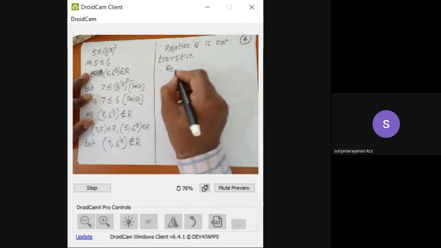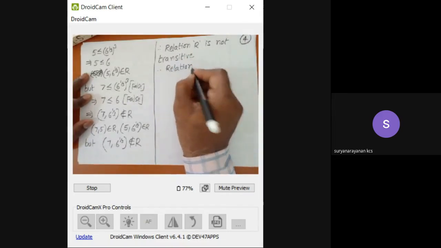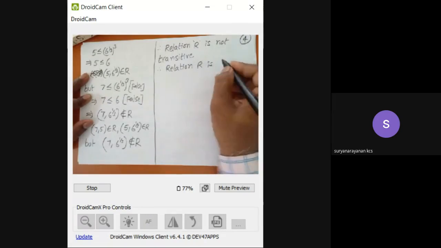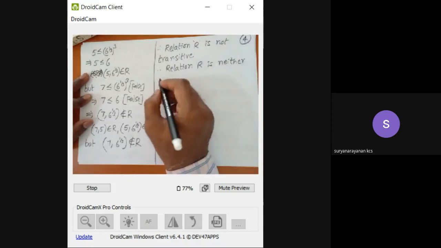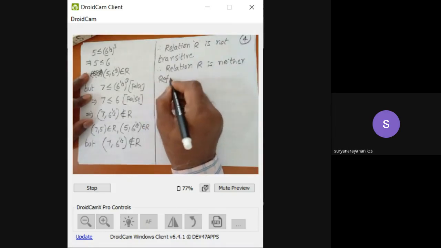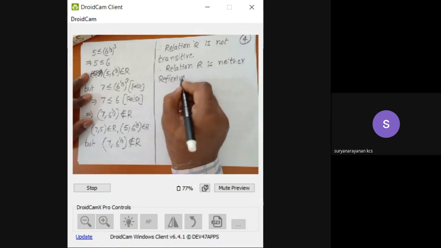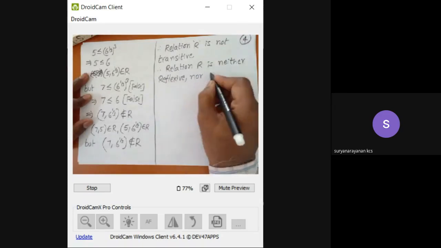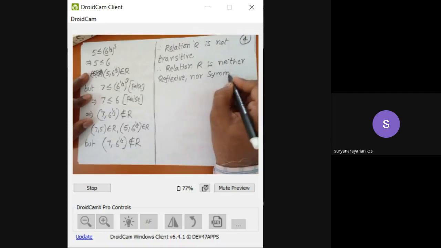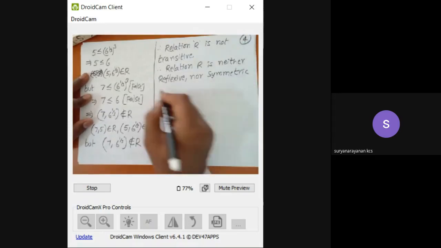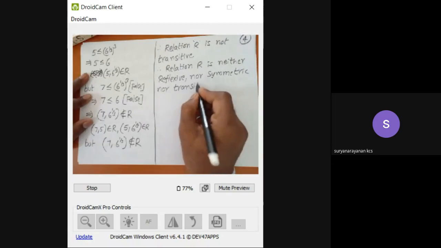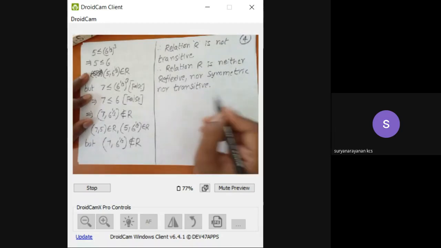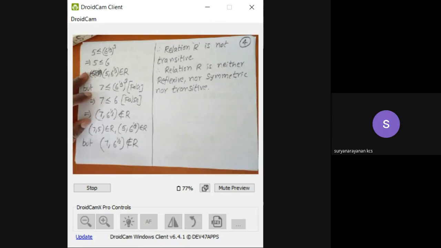Therefore, relation R is neither reflexive nor symmetric, not transitive. Okay, my dear children.